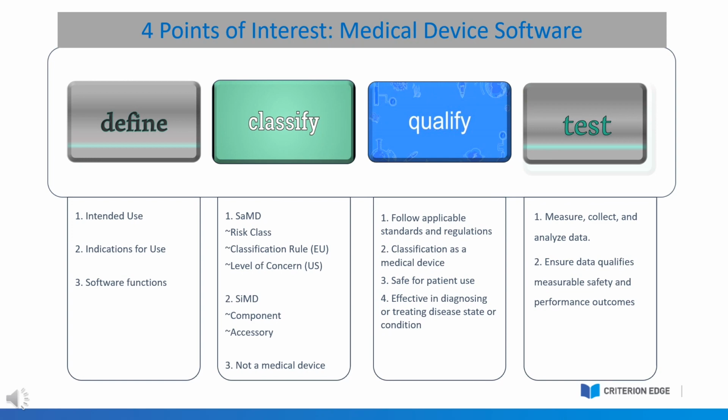The 4 points of interest we will cover today are define, classify, qualify, and test. We start by defining the intended use, followed by indications for use, and finally, we define the software functionality, including the algorithms that are used to treat or diagnose the clinical condition.